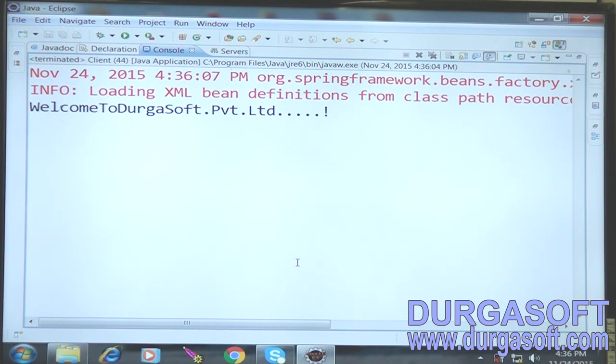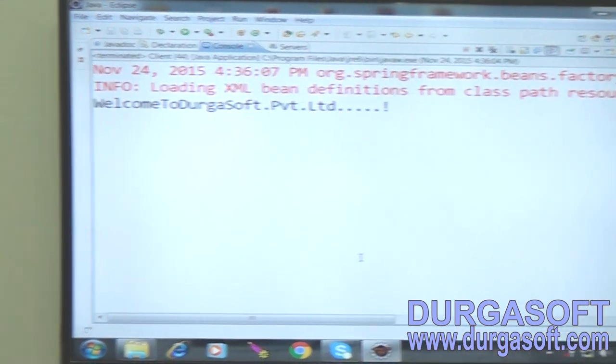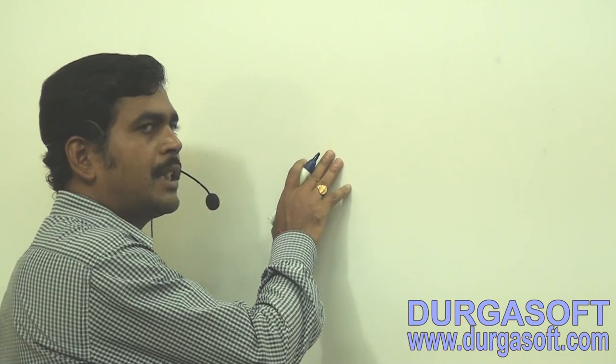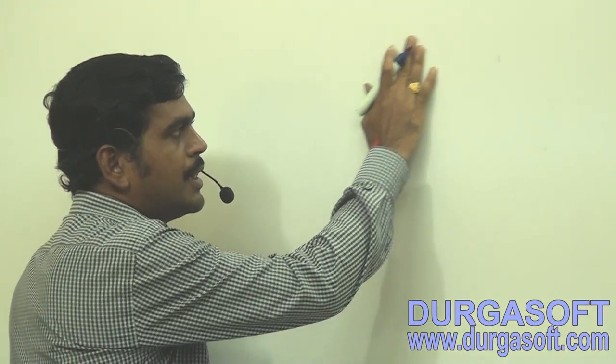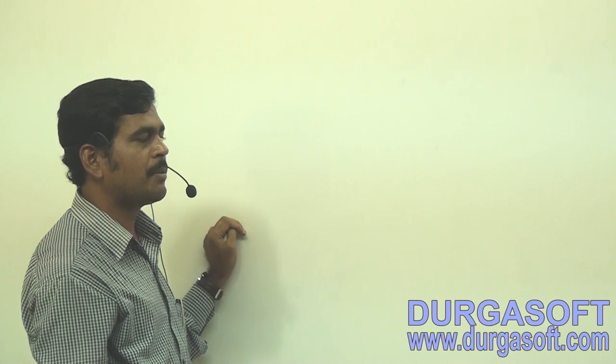Now we'll see the dependency in the form of object. This is what? Dependency in the form of primitive or string based values. So now the setter injection is divided into totally three types, right? Number one is what? Dependency in the form of primitive or string based values. Number two is what? Dependency in the form of object. Number three is what? Dependency in the form of collections.